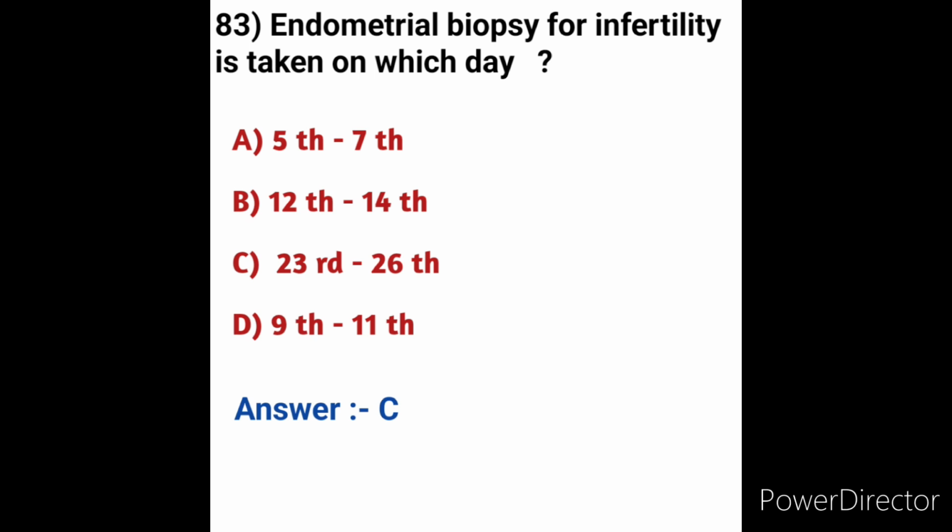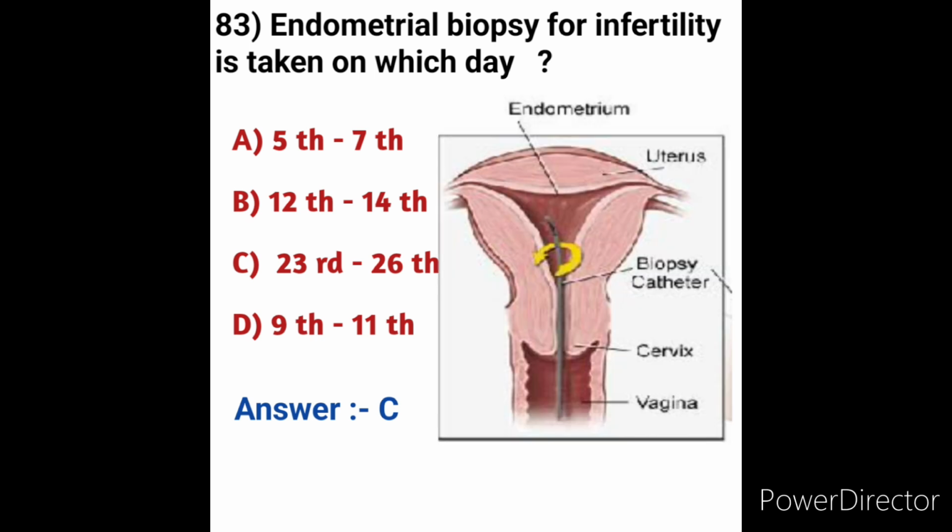In a woman with a 28 day menstrual cycle, it is usually scheduled for days 24th to 26th. Here, 4 days prior means 23rd to 26th. Option C is the correct answer. Here we can see in this picture the endometrial biopsy. We can see the catheter inserted into the endometrium. This is the procedure. Here option C, 23rd to 26th day, is the correct time for taking an endometrial biopsy.